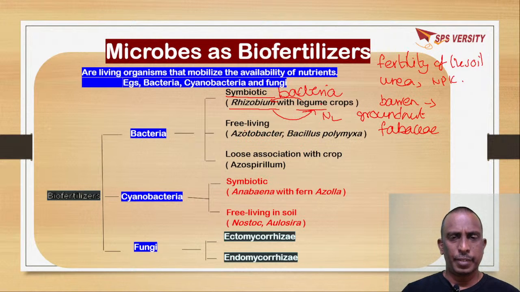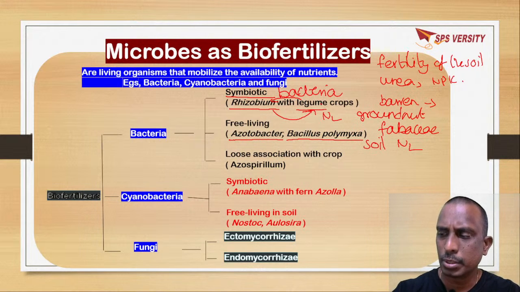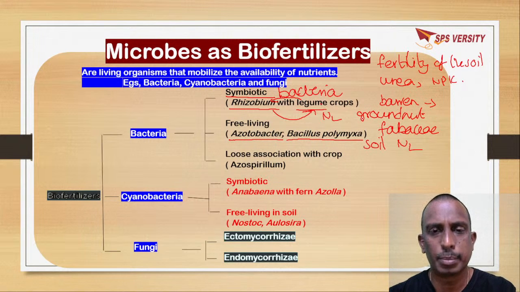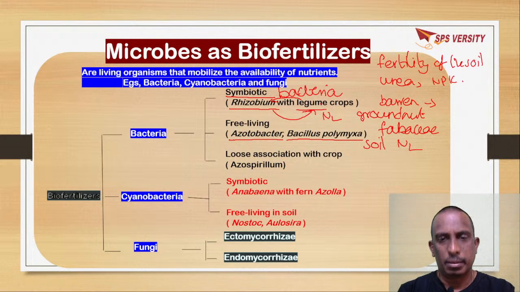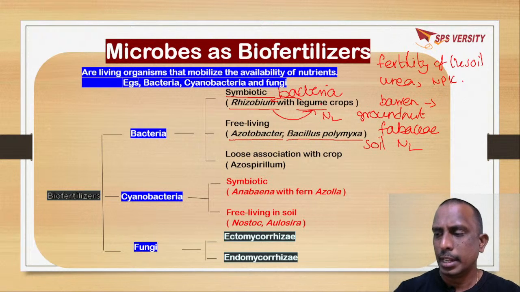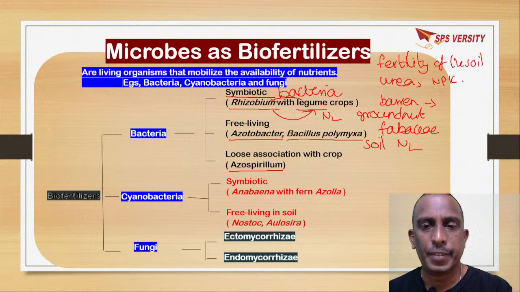Okay. When you come to free living, they are non-symbiotic, they are not associated with any other microorganism or any plant. Like Azotobacter, Bacillus polymyxa, so these two are bacteria which are present in the soil, which fix atmospheric nitrogen. And this atmospheric nitrogen is used by the plants. So nitrogen is an important component of plants. For the preparation of proteins, amino acids, nitrogen is required. Okay. So this bacteria, Rhizobium, Azotobacter, Bacillus polymyxa, these all will fix atmospheric nitrogen. And there is another type of bacteria which is loosely associated with crops, that is Azospirillum, which will fix atmospheric nitrogen.